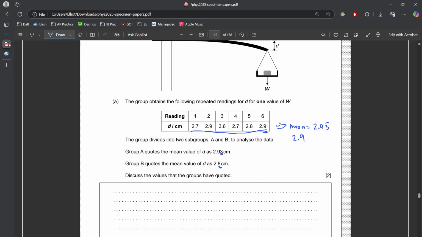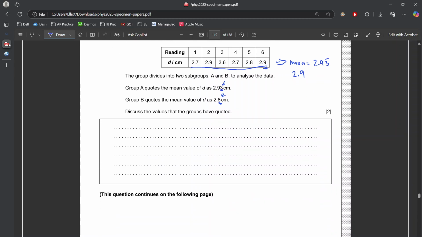So you can say that group A included too many decimal places, and B actually miscalculated the mean. They are correct to the right decimal place, but their number is not correct. Assuming the uncertainty is in the tenths place of centimeters, the correct rounding of 2.933333 repeating forever is 2.9, not 2.8. So I would say something like that.